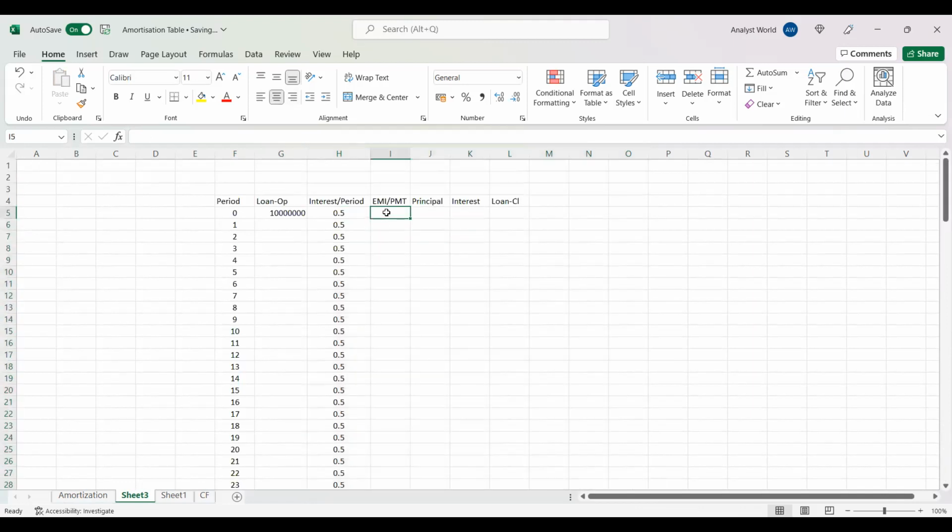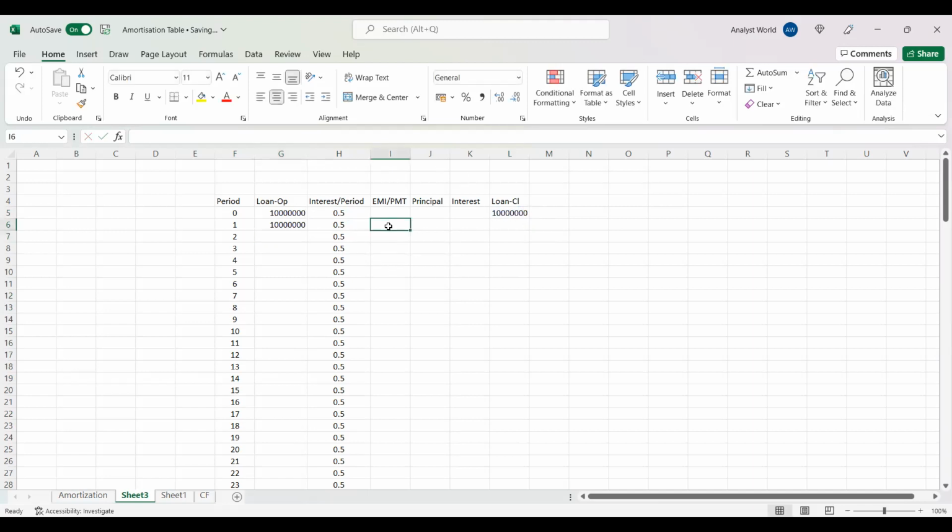Okay. So this is my 0th period. At the opening time, obviously, there is no principal being paid. There's no EMI being paid. So what is going to be the loan closing balance? The closing balance is going to be like this only, because in the 0th period there is no payment. Whatever will be the closing balance in the last period is going to be the opening balance for the period after that. All right. So this is our period.